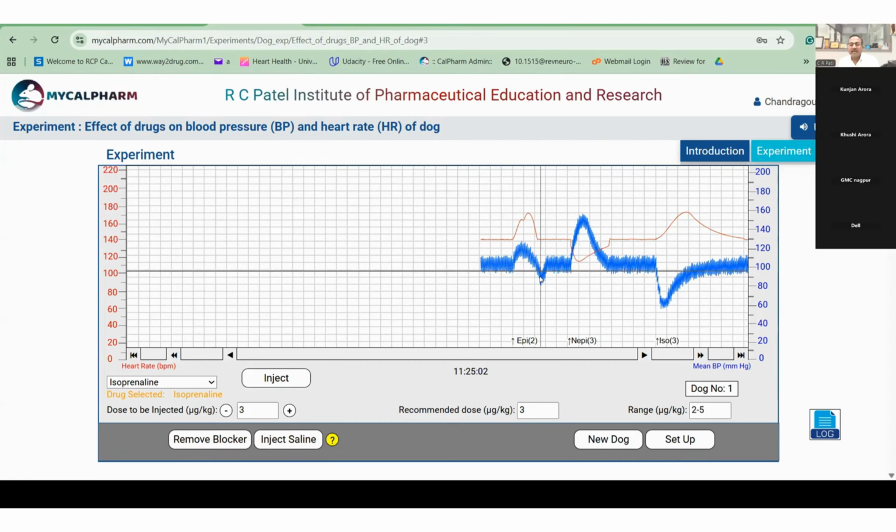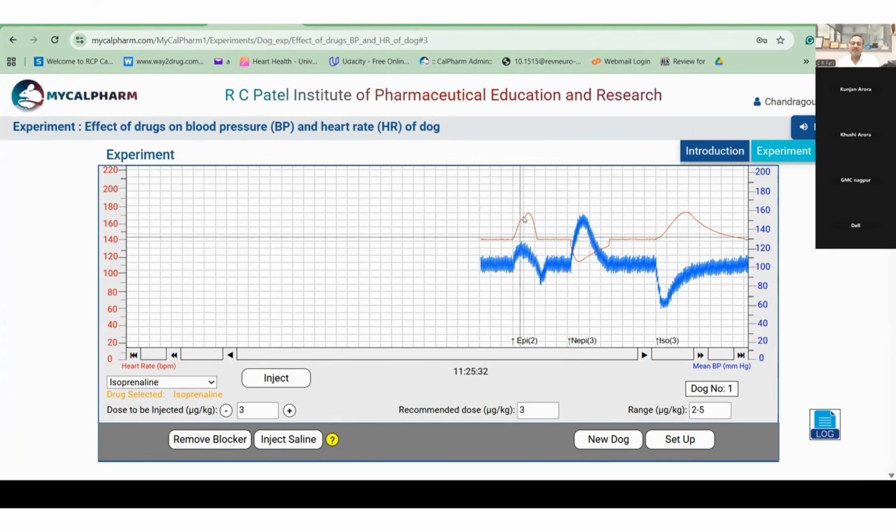But along with that, there is a beta effect of adrenaline also, because of which it causes dilation of the skeletal muscle related large blood vessels where these beta receptors are present. Due to this dual effect, adrenaline is causing a rise in blood pressure earlier, followed by a fall in blood pressure. So adrenaline has agonistic action both at alpha and beta receptors. This is how you can tell your students how adrenaline is affecting heart rate as well as blood pressure.